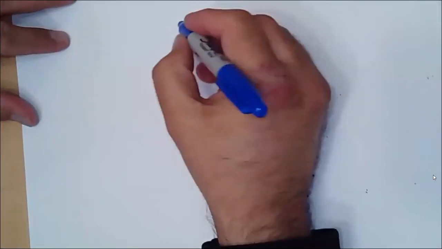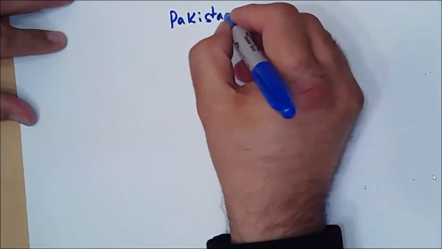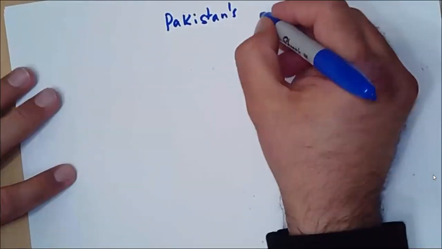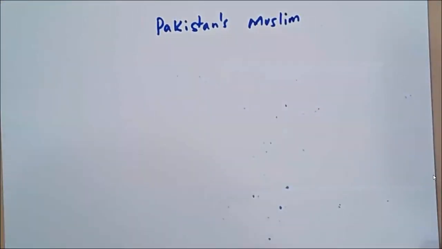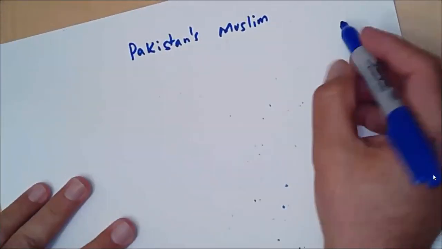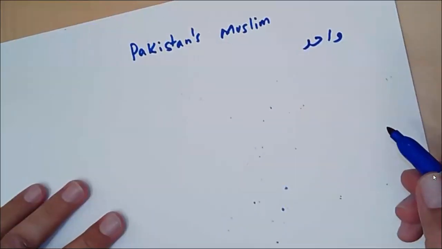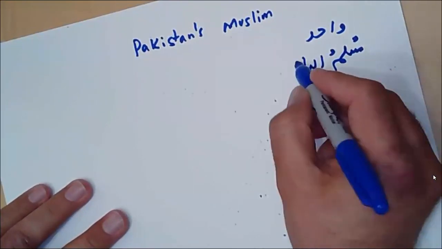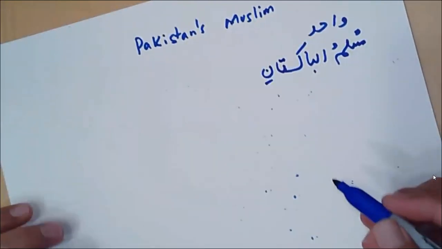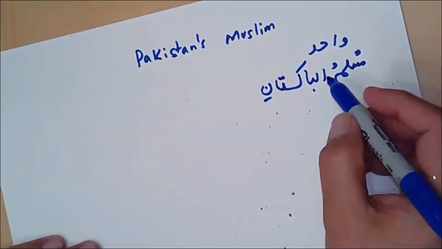Let's take a look at another example. If I say something like this, Pakistan's Muslim. If I'm talking about Wahid, what will be the Arabic of this? Muslim. Muslimul Pakistani. Make sense? That's the Wahid.